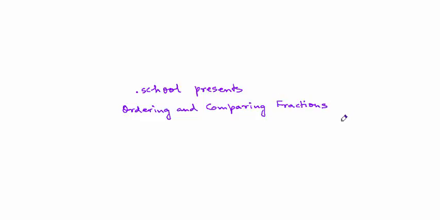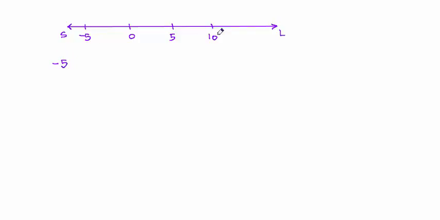Dart skill presents ordering and comparing fractions. We know that on the number line, the smaller numbers come on the left and the larger numbers come on the right. So if we have a negative 5 over here, and let's say 0, and let's say 5, 10 like that, negative 5 being on the far left is the smallest of the lot, and 10 being on the far right among these numbers is the largest of the lot.